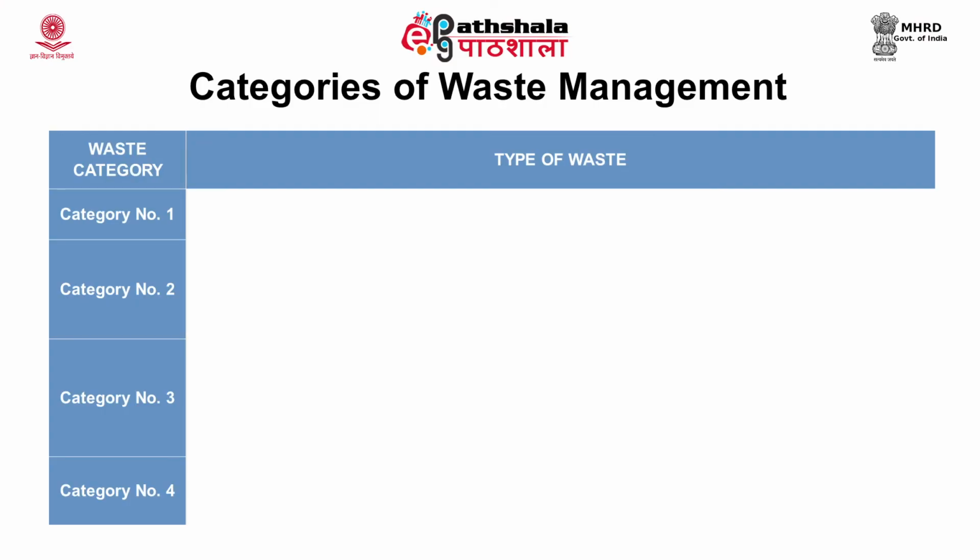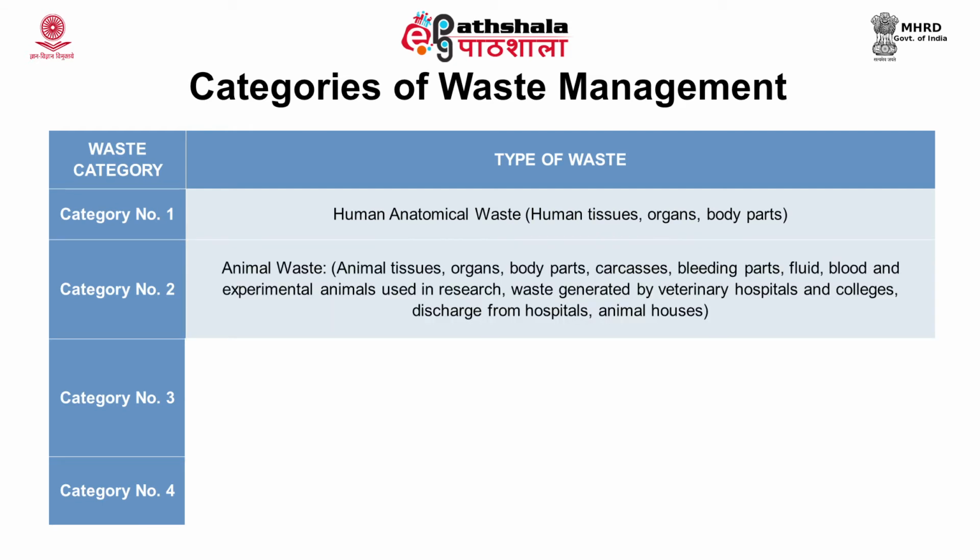Now, based on the segregation, the biomedical waste is segregated into 10 different categories. The table given here summarizes the 10 different categories of biomedical waste based on the segregation pattern. Category 1 includes human anatomical waste. Category 2 covers animal waste, especially the tissues, organs, body parts, carcasses, bleeding parts, fluid, blood which are generated from veterinary hospitals, colleges and animal houses.